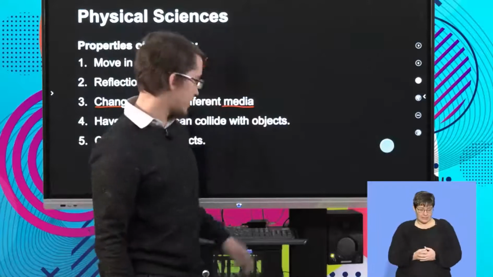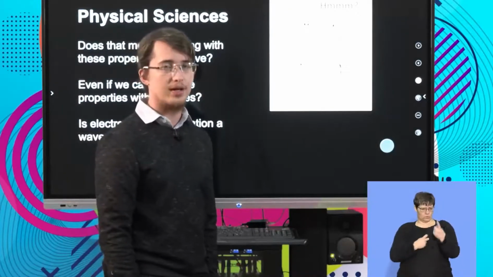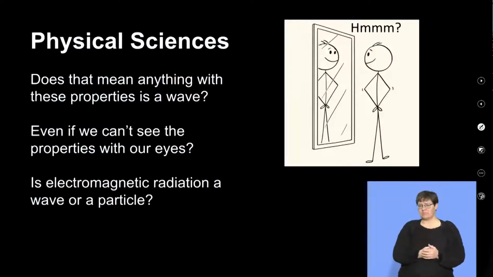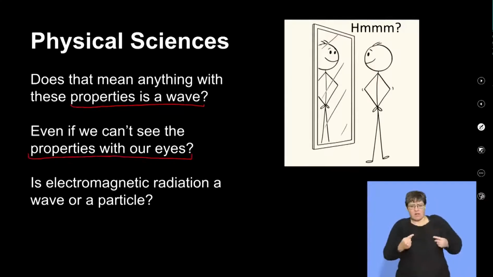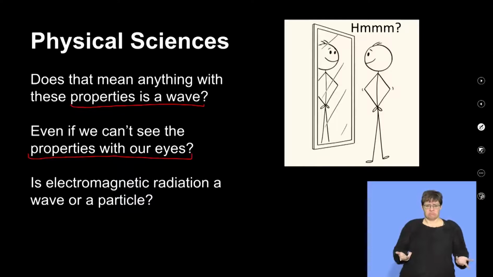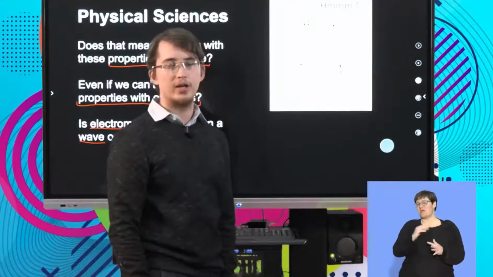So, the last thing we need to do is ask ourselves a few more questions, like, is everything with these properties a wave? What happens if we can't see the properties with our eyes? And finally, the most important question for this lesson, is electromagnetic radiation a wave or a particle? Let's take a break, and then we can come back and find out.